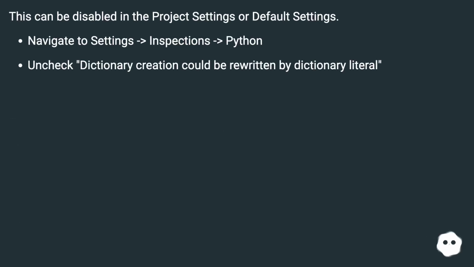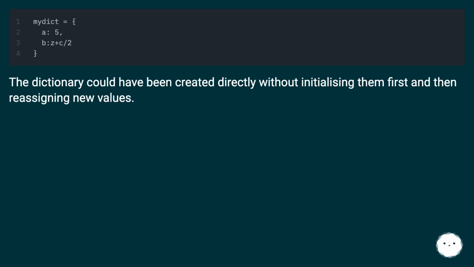This can be disabled in the project settings or default settings. Navigate to Settings, Inspections, Python. Uncheck "Dictionary creation could be rewritten by dictionary literal." The dictionary could have been created directly without initializing them first and then reassigning new values.